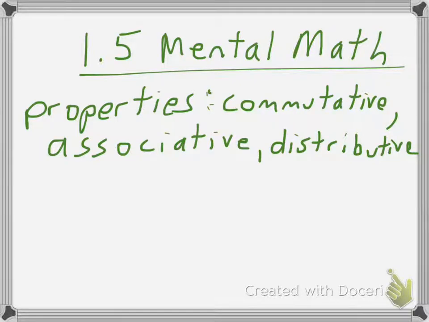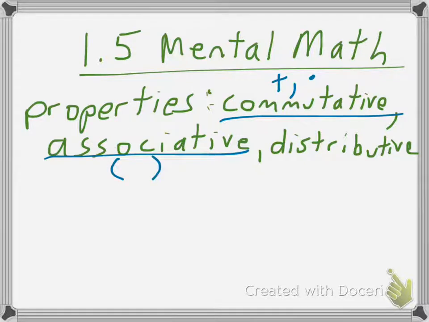All right, we have three properties that help mental math go a lot easier. So commutative is one of them. And commutative means that we can add or multiply in any order that we want. Associative is we can group numbers using parentheses. And we can do that, again, with addition or with multiplication.